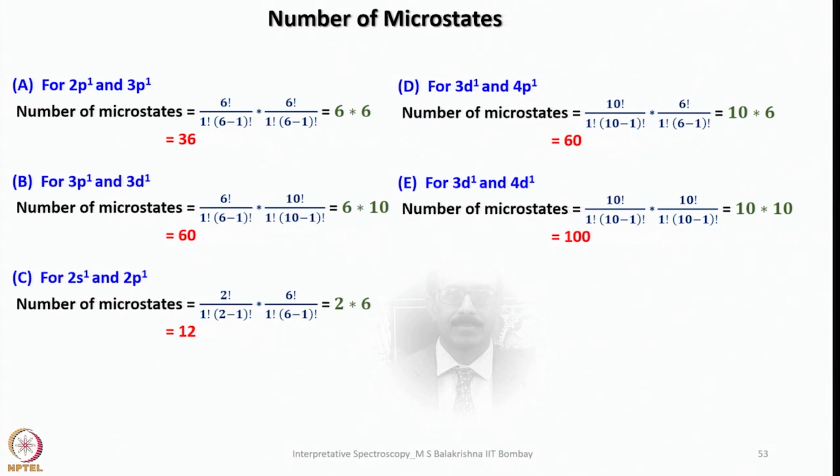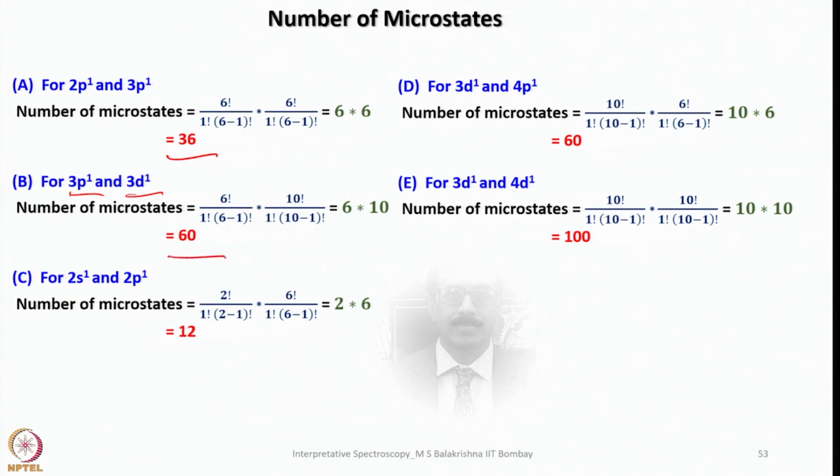So here, 6 factorial over 6 minus 1 factorial means 6 factorial over 5 factorial into 1, and then you get 6. In both cases you get 6, and the product is 6 into 6, 36. Similarly you go for 3p1 and 3d1. In the case of 3d1 we will have as many as 10 microstates, and 10 into 6 gives 60.